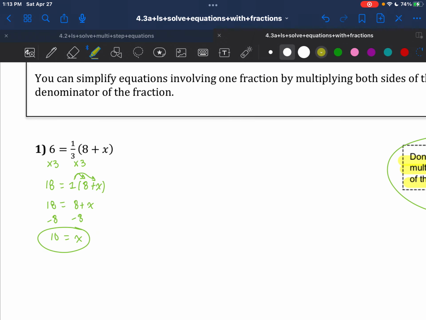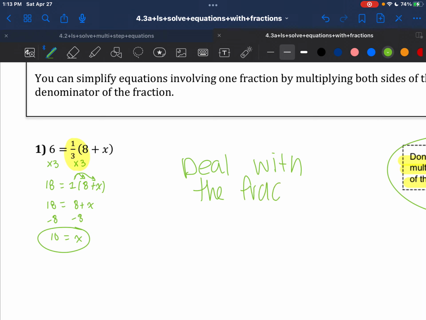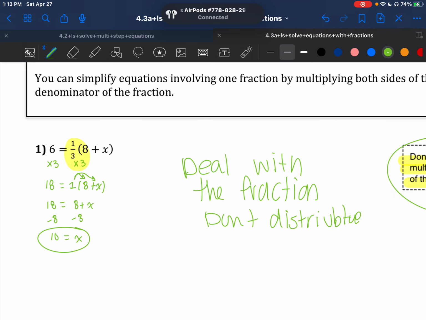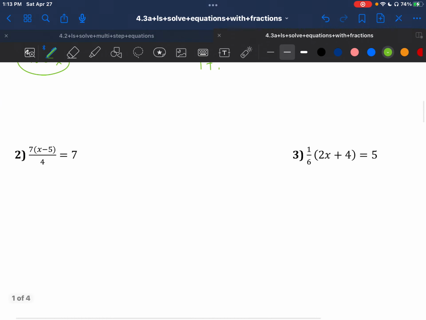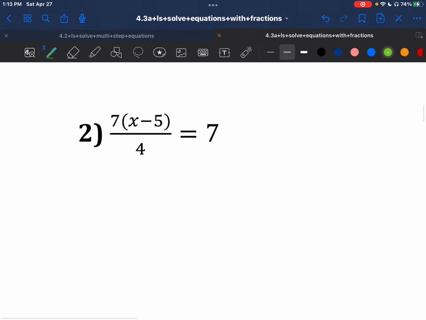So what we did there, we just didn't distribute right away. We just dealt with the fraction first. So, deal with the fraction. Don't distribute it.